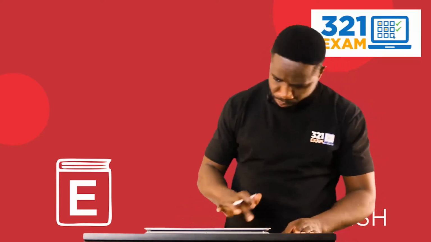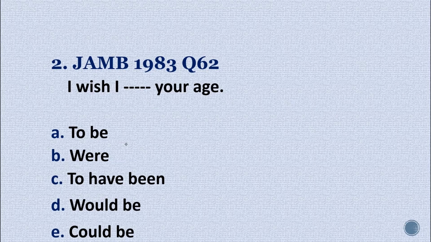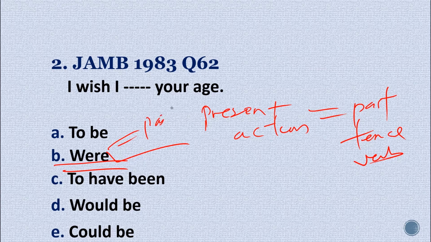Number 2. I wish I dash your age. Now, in I wish I dash your age, this action is a present action. What does a present action go with? A past tense verb. So I wish I wore your age. Wore here is past tense. I wish I wore your age.